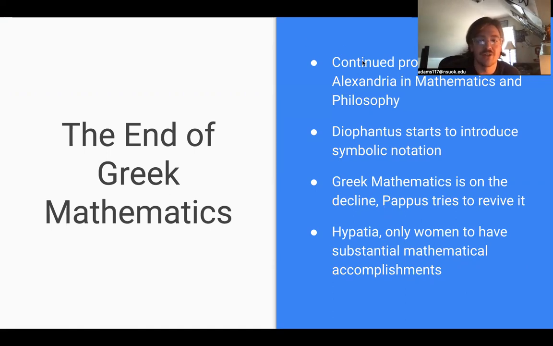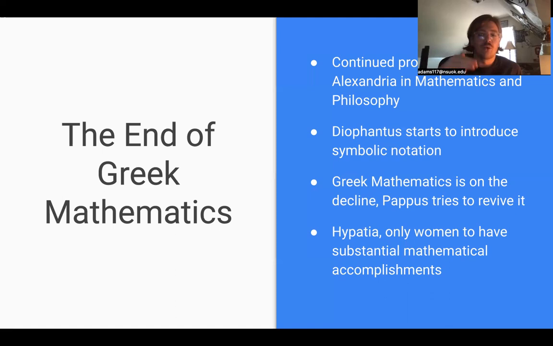We have some figures like Diophantus, who started to introduce symbolic notation. The Egyptians and the Babylonians all had everything written out, but we start to see the Greeks introduce symbols into their math to make it more shorthand. And we are seeing the decline of mathematics and the interest in it. We see some people attempt to bring it back. Pappus is one who tries to revive it, but did not do a very good job. And Hypatia is the only woman to have substantial mathematical accomplishments to be noted. She was another one who tried to revive it, but is just on the far end.